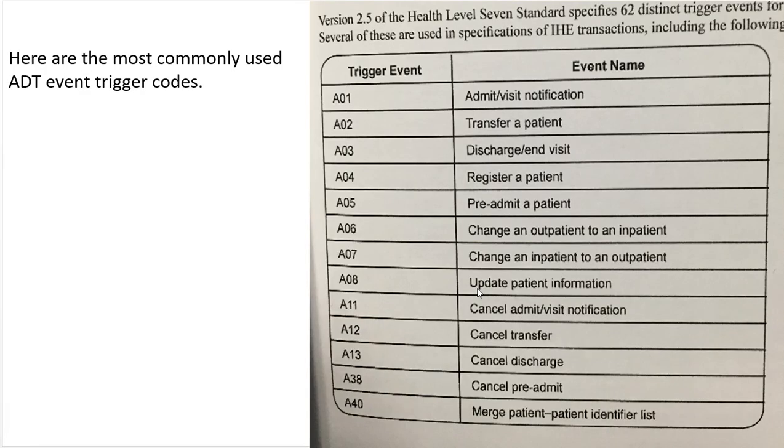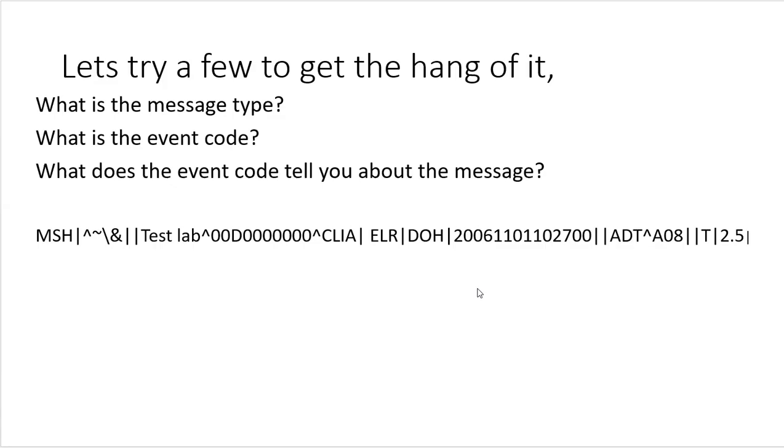In your book, you have a list of the most commonly used. It's not a comprehensive list. It doesn't encapsulate all 62 trigger codes, but these are the most common ones. So I'm not going to read you that list. You can read it on your own. All right, so let's try a few to get the hang of it.